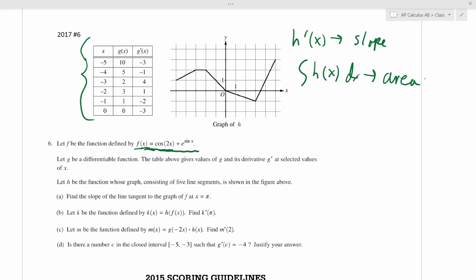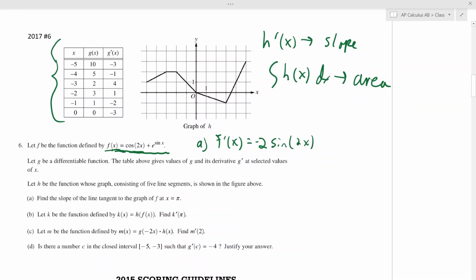So the first question says, find the slope of the line tangent to the graph of f at pi. That's just the derivative, right? So for a, we need f prime of x, which isn't too bad. Just remember the chain rule and all these little rules here. It's -2 sine of 2x, right? Because derive cosine, you get negative sine, and then chain rule happens, plus cosine x e to the sine x.